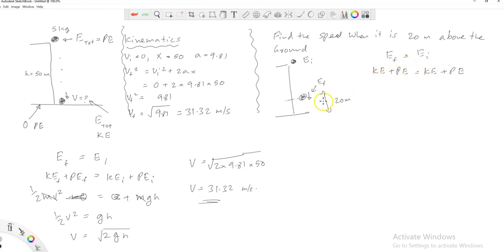So kinetic energy final over here. Let's say the velocity it's moving down is v. This is what we're trying to find out. So that will be half mv squared. Potential energy, now it's not zero. It is 20 meters above the zero potential energy level, right? So that will be mg times 20, which equals kinetic energy initial up here, which is 0, plus potential energy initial, which is mg times 50 meters.